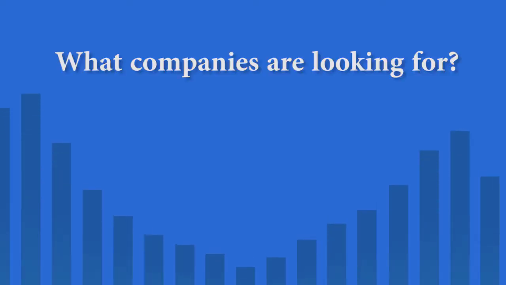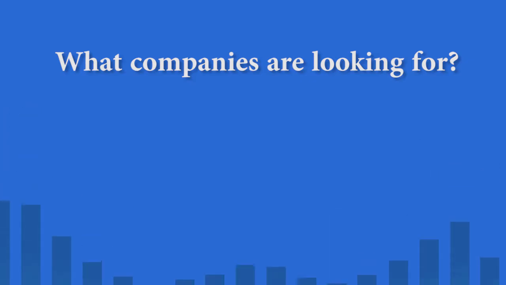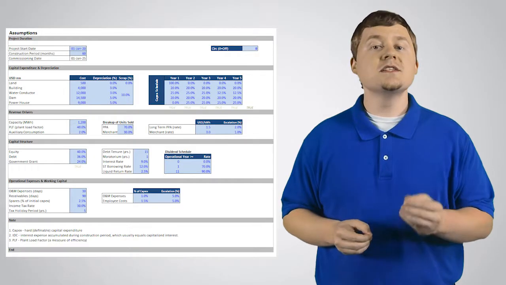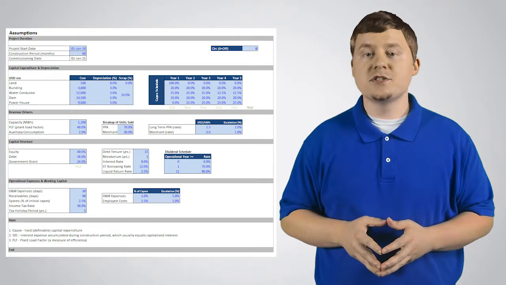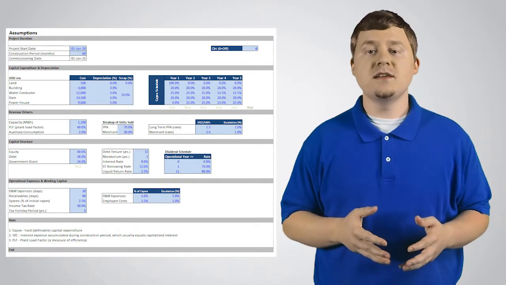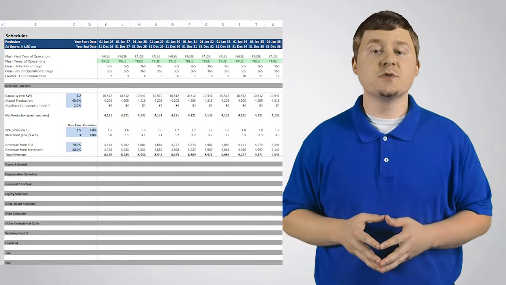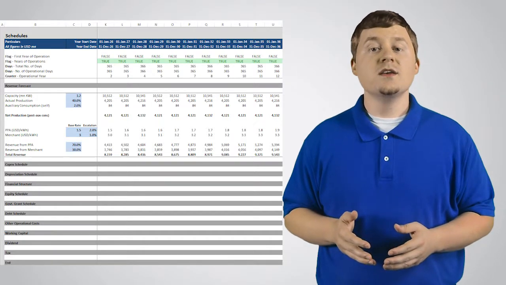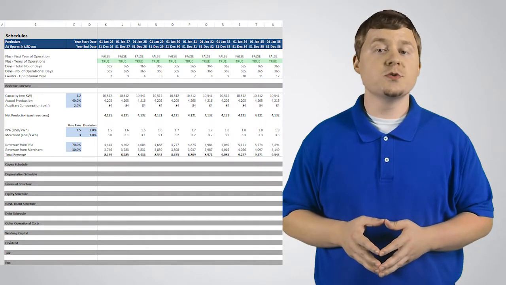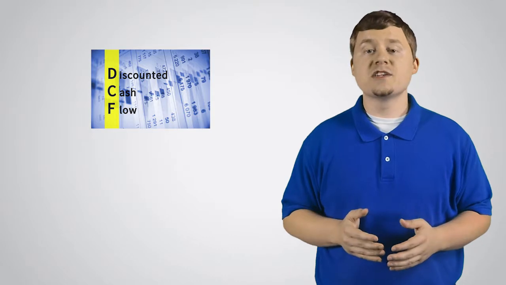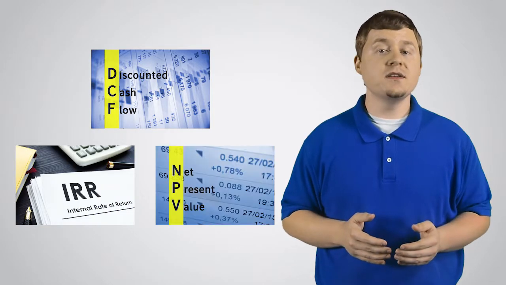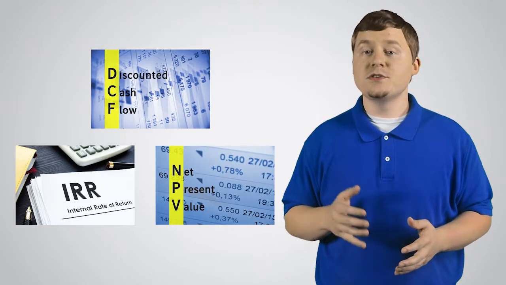What are companies looking for? Very strong financial modeling skills. This is how you would create models from scratch. Create the assumption sheet, create the calculation schedules and the projections. You would be expected to know valuation tools, including discounted cash flow, relative valuation, net present value, internal rate of return, etc.